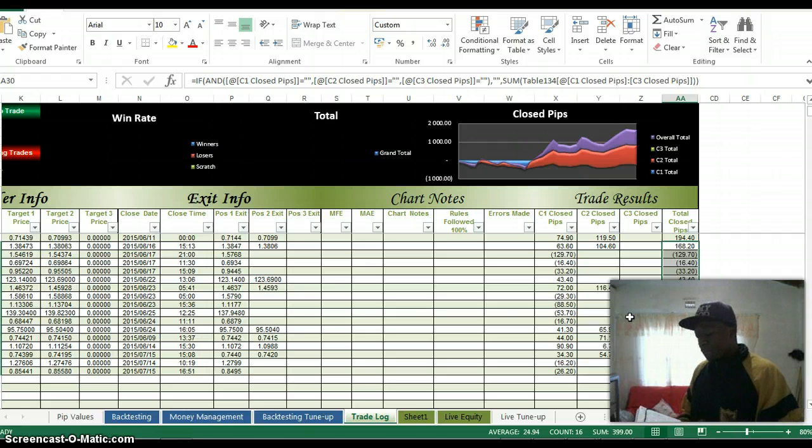So basically, out of those total 16 trades, 7 were winners and 9 were losers. That gives me a ratio of roughly 43%. Of those total 16 trades, I actually won 43%, and 56% of those trades I have lost.